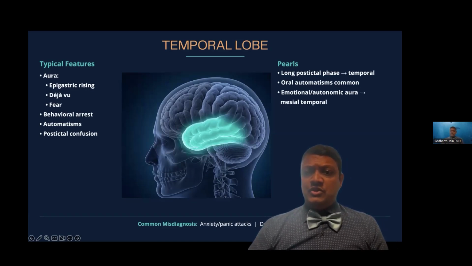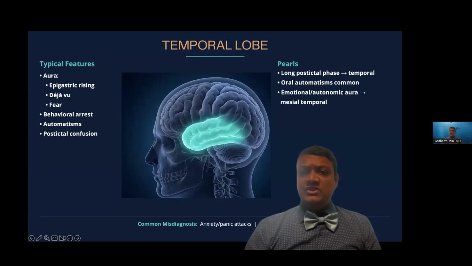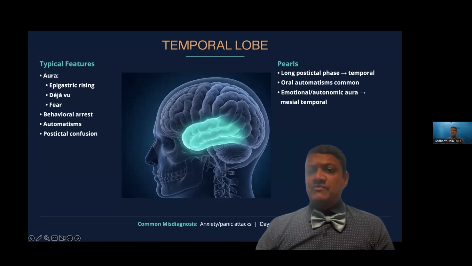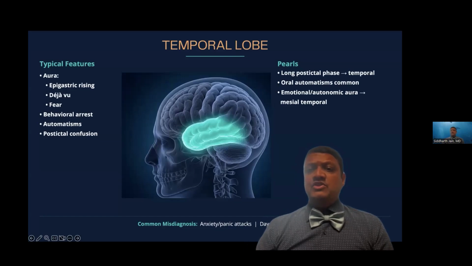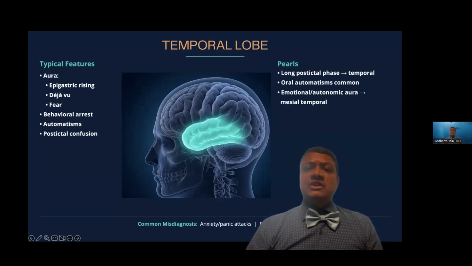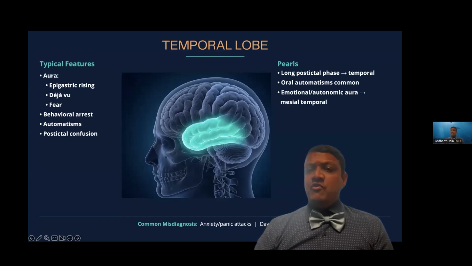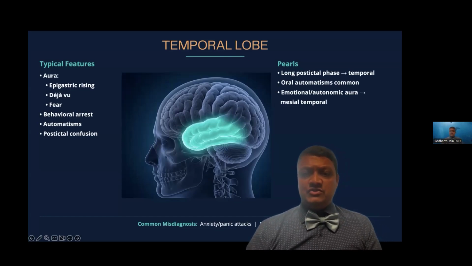Deja vu and jamais vu are also classic. Fear or dread without an obvious trigger suggests amygdala involvement. These auras by themselves are focal aware seizures, and they are the seizure before it begins to spread. Typically, what follows this is behavioral arrest. The patient stops what they're doing, stares, becomes unresponsive. And that's where it transitions from a focal aware to a focal impaired awareness seizure.